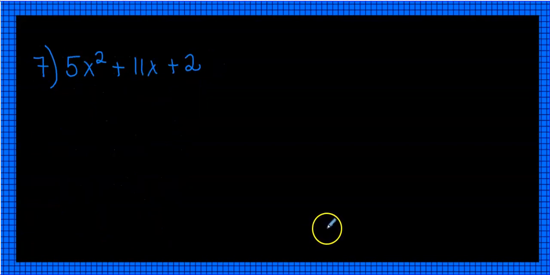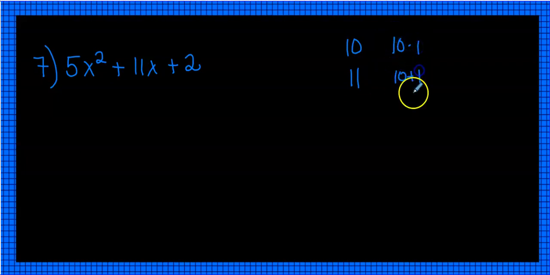Now, number 7, there is no greatest common factor I can take out of this. My a value is not 1. So what I need to do is use what we call the AC method, which is a times c. So I'm going to take the 5 and the 2 and multiply those. I'm going to use the 10. After multiplying the 5 times the 2, the 11 is my middle term. So I need something that when I multiply it, I get 10, and when I add them, I get 11. Well, that's going to be 10 times 1, 10 plus 1.